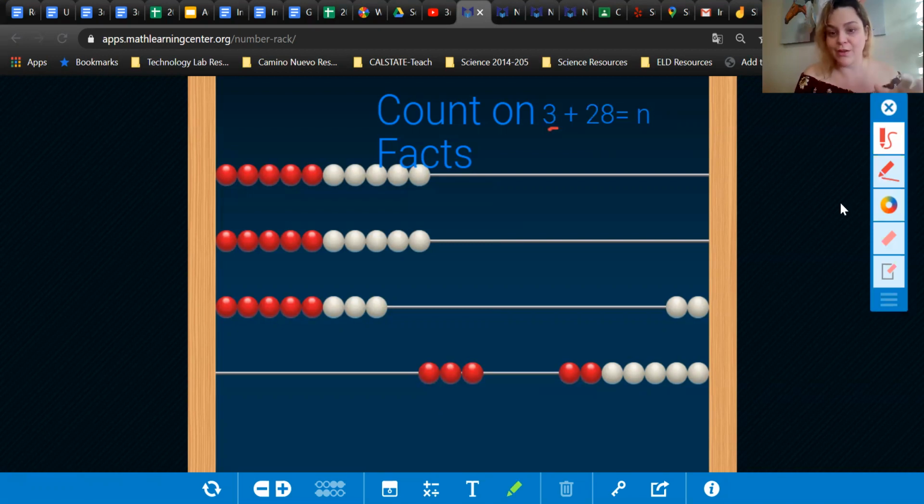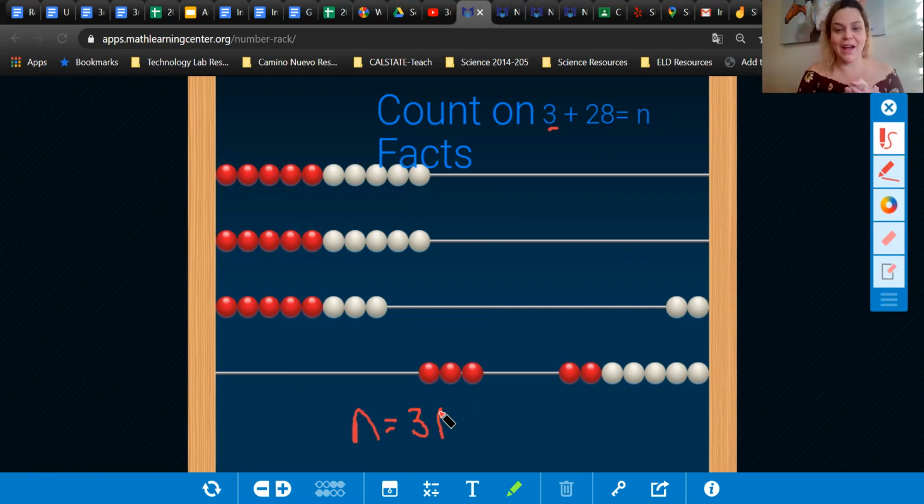So pause me right now so that you can write your notes down and write this number rack with the equation in your notes so that you can refer back to it. And we're going to write that n with a better pen. N equals 31. And remember, these are called counting on facts. These are so beneficial, especially when you're doing equations like 99 plus 4. You don't want to start with the 4. You want to start with the 99, the larger addend.